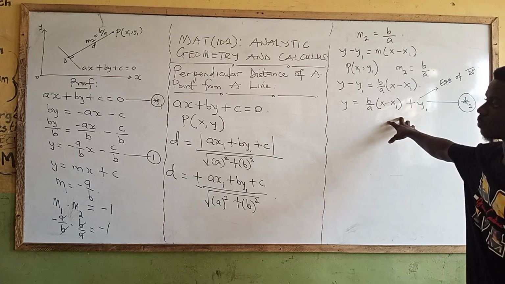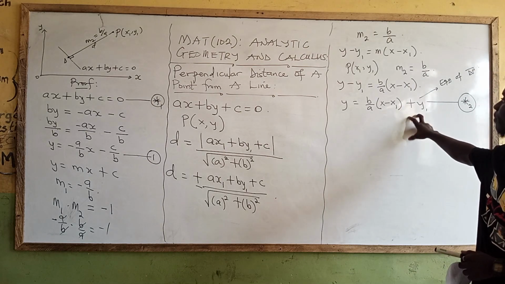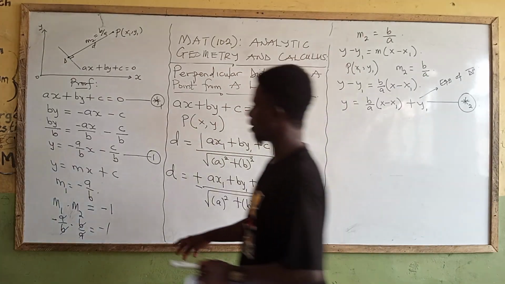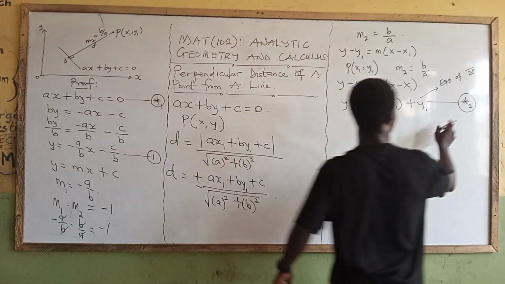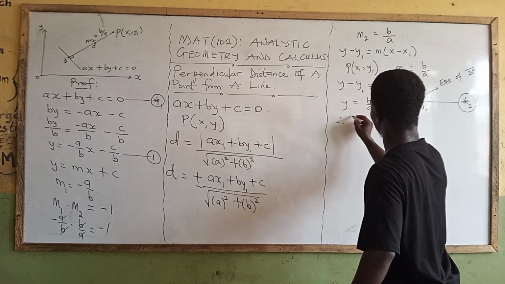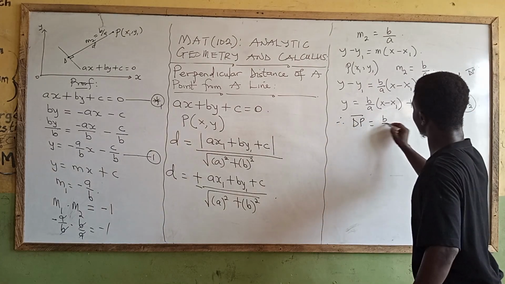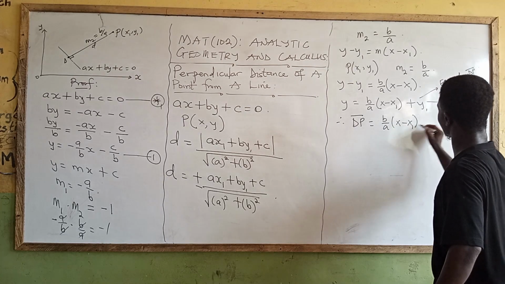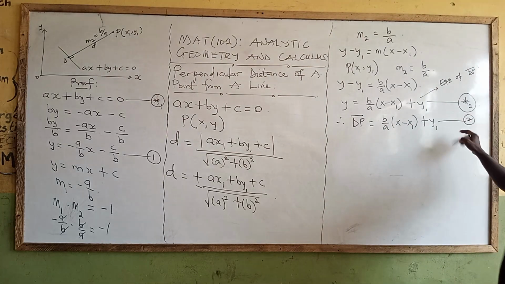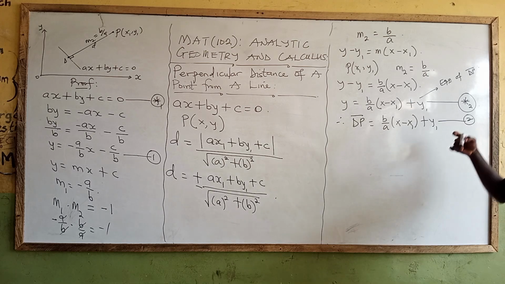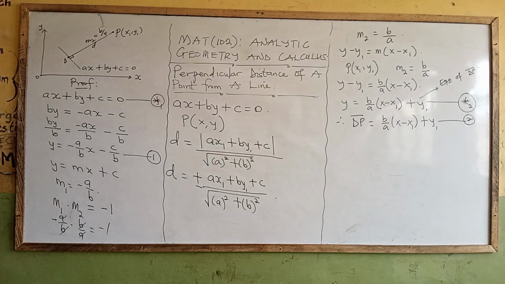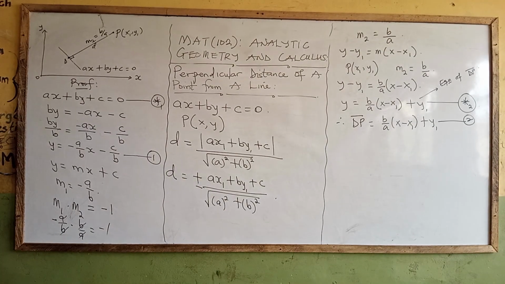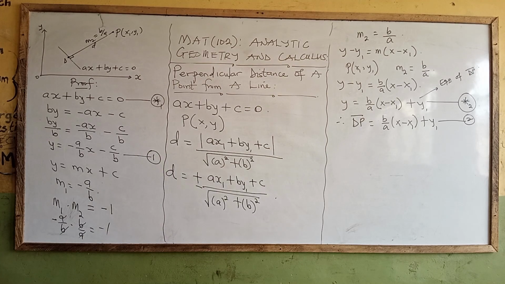So how best can we solve them simultaneously? I have my y equals b over a times x minus x1 plus y1. Then I also have my y equals negative a over b x minus c over b. So my line DP, y equals b over a times x minus x1 plus y1, I can label as equation 2, so that we use this and equation 1. We solve equations 1 and 2 simultaneously.